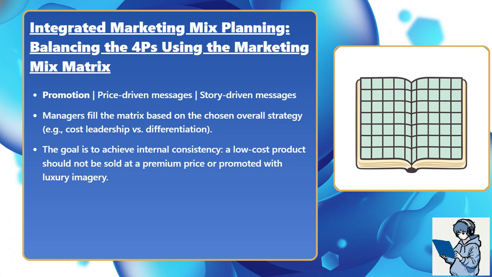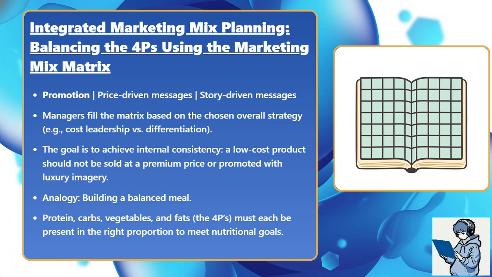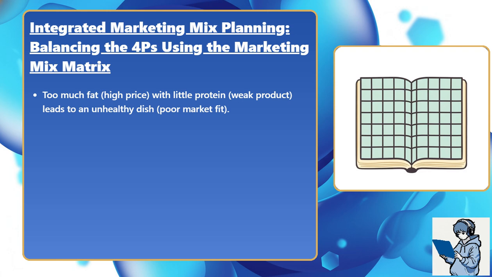A low-cost product should not be sold at a premium price or promoted with luxury imagery. Analogy: building a balanced meal. Protein, carbs, vegetables, and fats, the 4P's, must each be present in the right proportion to meet nutritional goals. Too much fat (high price) or too little protein (weak product) leads to an unhealthy dish, poor market fit.